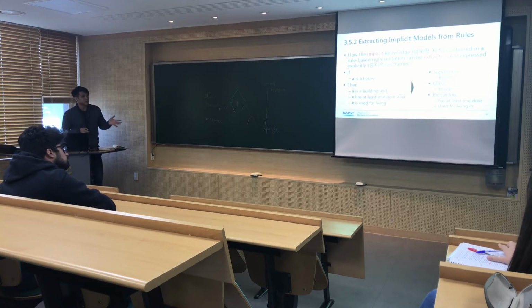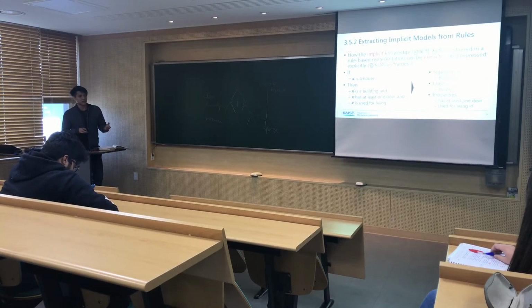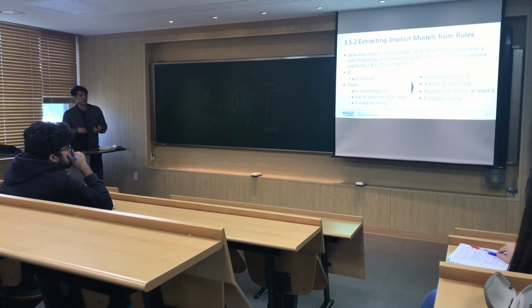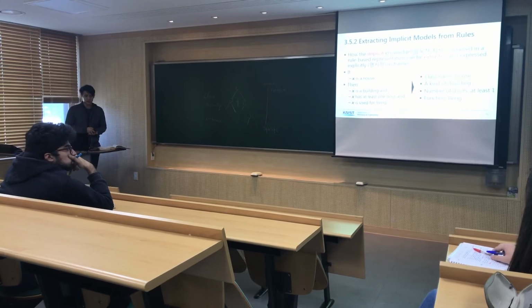So changing this rule into this generic rule is that the superclass is a building, and within the class of building, it's called a house. And the properties of a house is that it has at least one door and is used for living. And to be a bit more specific and to describe it as frames, the class name is house. It's a kind of building, and it has a number of doors, at least one, and the function of it is living. So by separating each of these rule statements, we extract them into different frames. So this is the method that is suggested by the author.